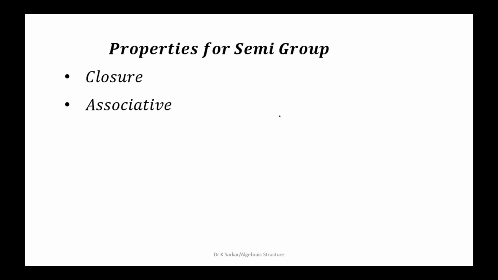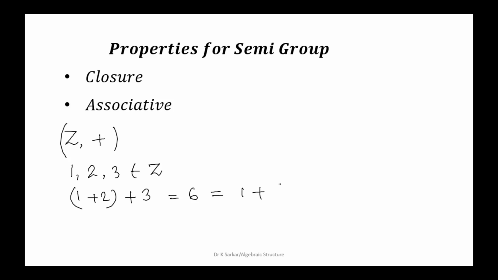Next, the properties for an algebraic structure to be a semigroup are closure and associative. Let us take the same example, (Z, +). It is already closed under addition, as we have seen. And let's see, 1, 2, 3 belong to Z. Then (1 plus 2) plus 3 is 6, which is equal to 1 plus (2 plus 3). So the associative property is also satisfied for the elements of Z under the binary operation addition. So both the properties are satisfied. Therefore, (Z, +) is a semigroup.